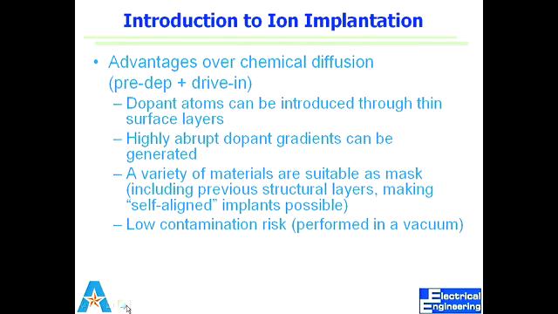And now because it's low temperature, many more types of materials can be used as a mask, and what we call self-aligned implants. So having structures on top can determine exactly where the implant will go. By placing these masks, we can make the dopants go exactly where we want.